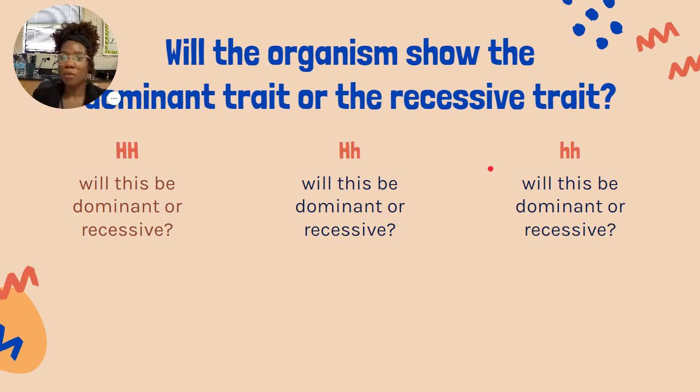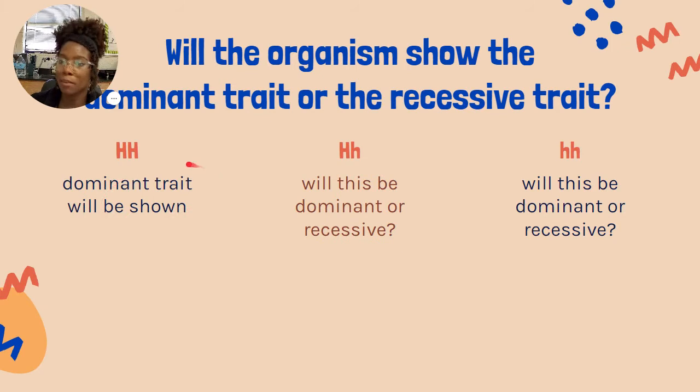Okay, but remember that each chromosome has two copies, one from mom, one from dad. So you're going to have two letters, one from mom, one from dad. So will this organism show the dominant trait or the recessive trait? Well, we have dominant and dominant, so it's going to show the dominant trait.